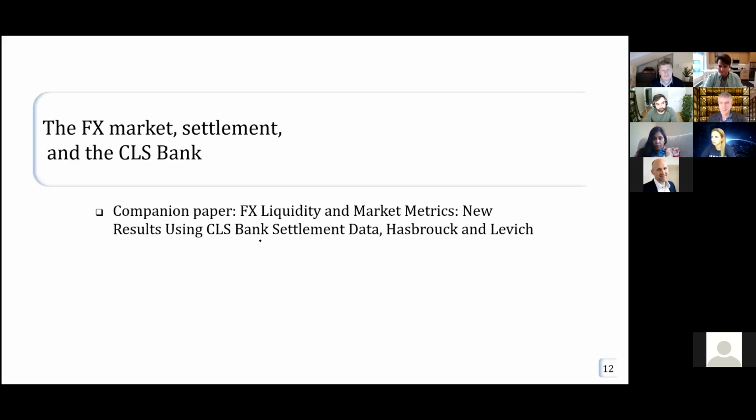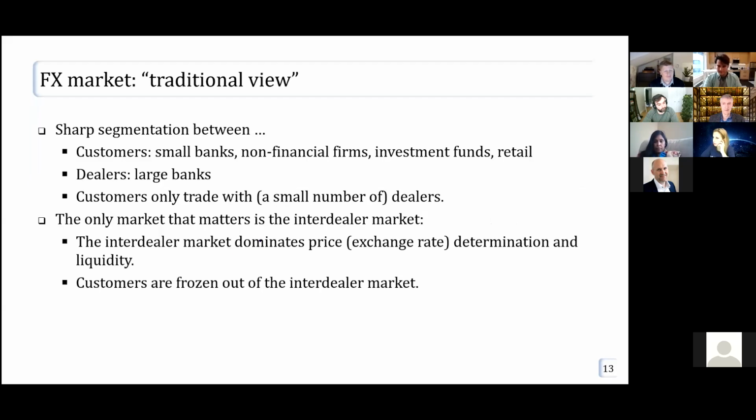I'm now going to get into the FX market in a little bit more detail, in particular, our settlement data. The paper I'm talking about today is part of a research agenda. There's a companion paper, a precursor paper, that has many of the descriptive overview of our settlement data.